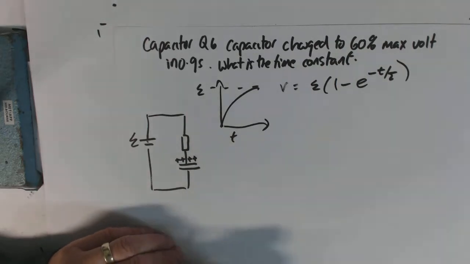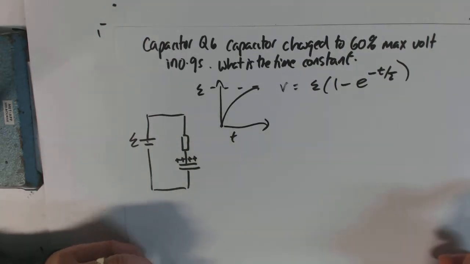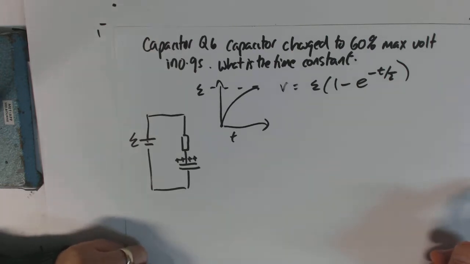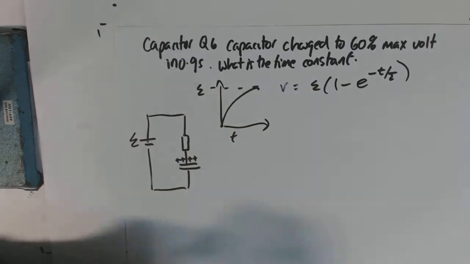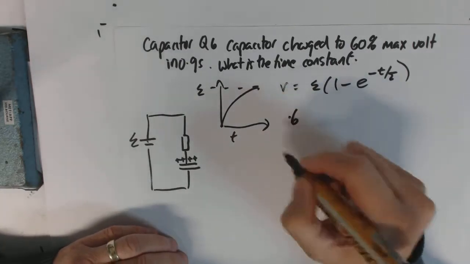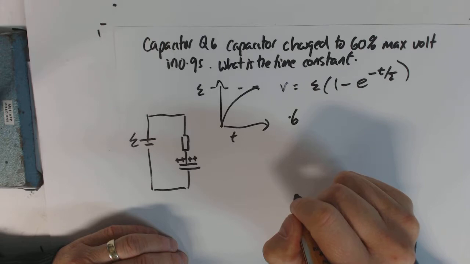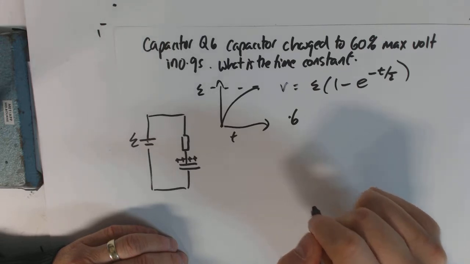So what's it asking you? This is a critical point, always a critical point in a physics question. How are we going to set it up? What they're saying is 60% of maximum voltage. Well, this gives you the voltage. So they're saying 0.6 of that maximum voltage will be equal to that.